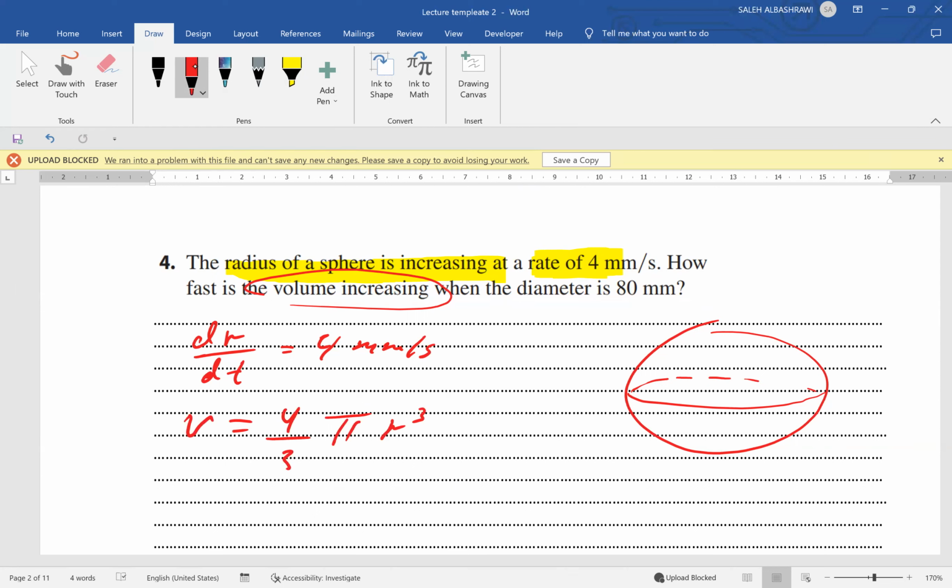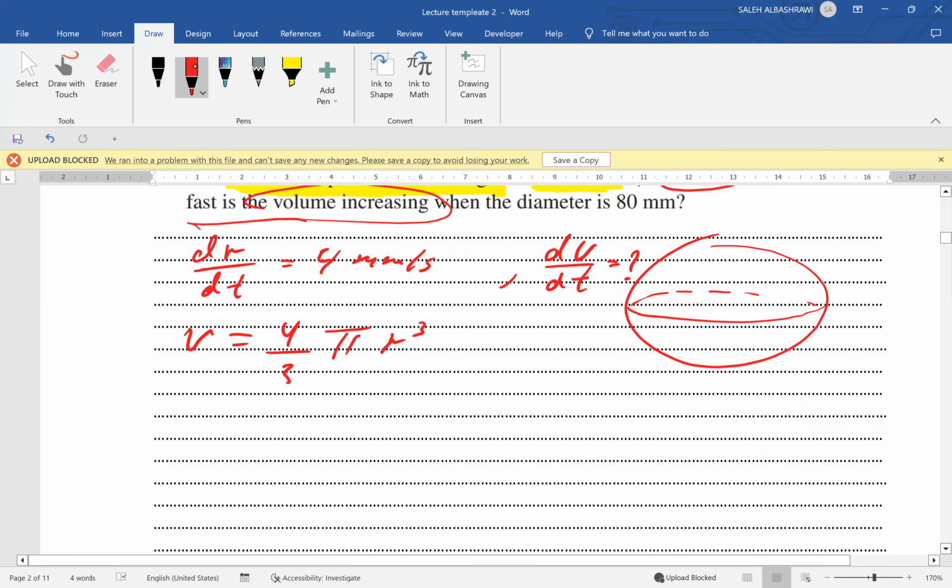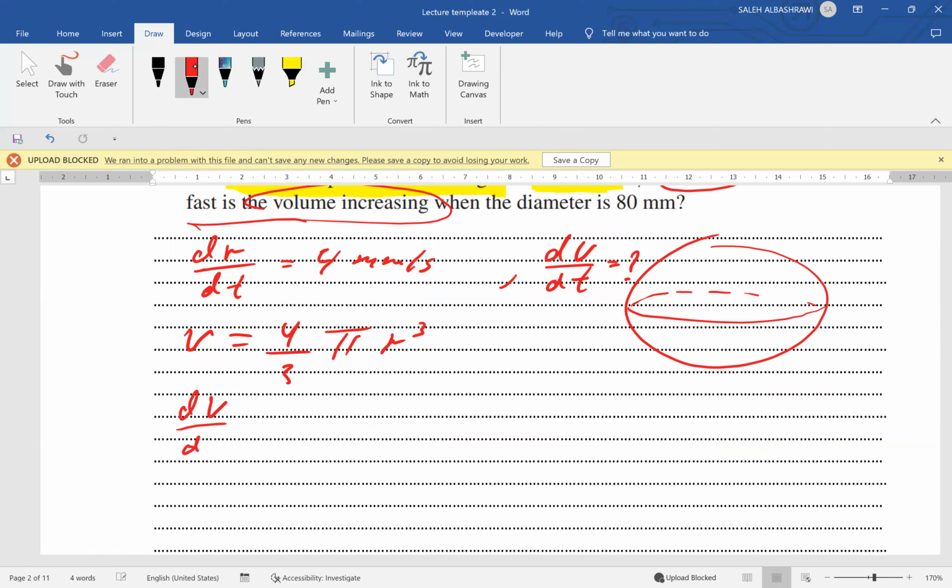And we need to find dv by dt. This is the meaning of how fast the volume is increasing. It means that I need to find the rate of change of the volume. dv by dt is not given, which means that I have to differentiate this equation or formula. I will say dv by dt is equal to, because I have a formula as a function of r, not time, but r is a function of t. So I can write it as dv by dr multiplied by dr by dt.